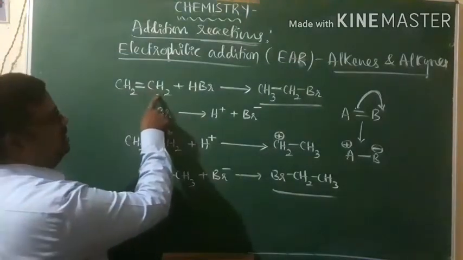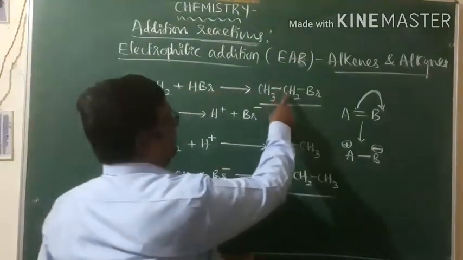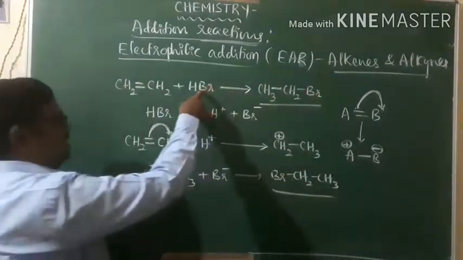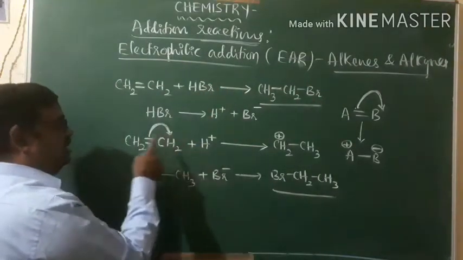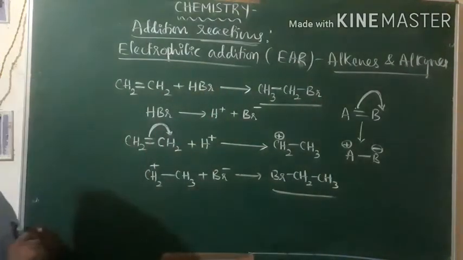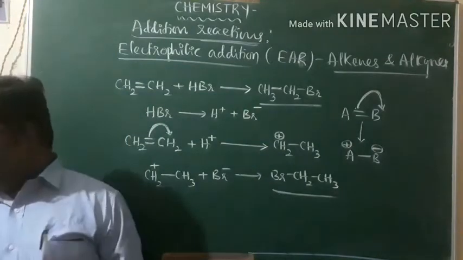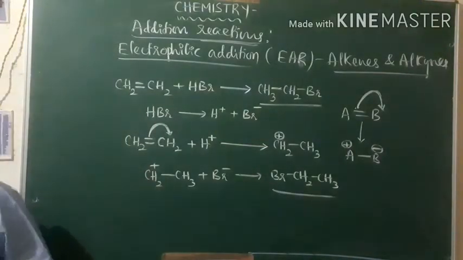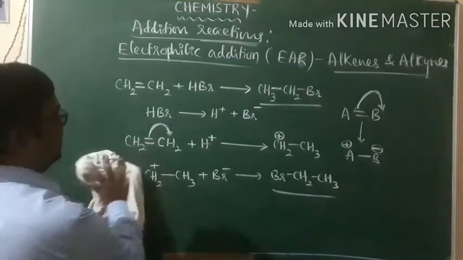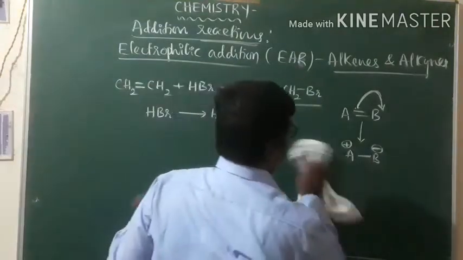CH2 double bond CH2 reacts with HBr and you are going to get bromoethane. This reaction is initiated by the electrophile, therefore it is an electrophilic addition reaction. So that is what we call it, electrophilic addition reaction. And just remember, alkenes and alkynes will undergo electrophilic addition reactions.